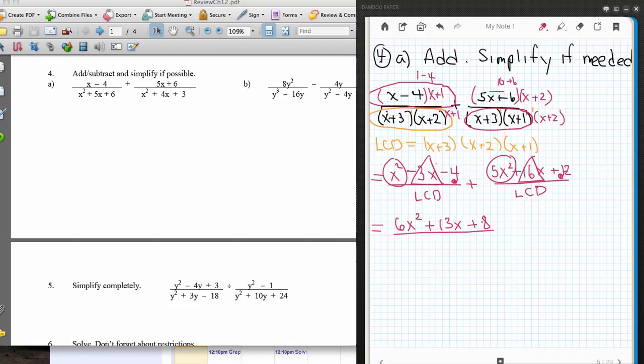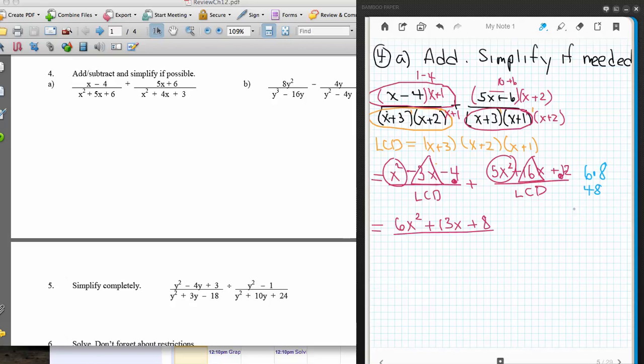Now, before I write my LCD, I'm going to check to see if this factors. So remember, I have a little trick that I use, a factoring by grouping trick, and here's how it goes again. It's multiply the first terms and the last terms, the x squared coefficient and the constant, and I get 48.